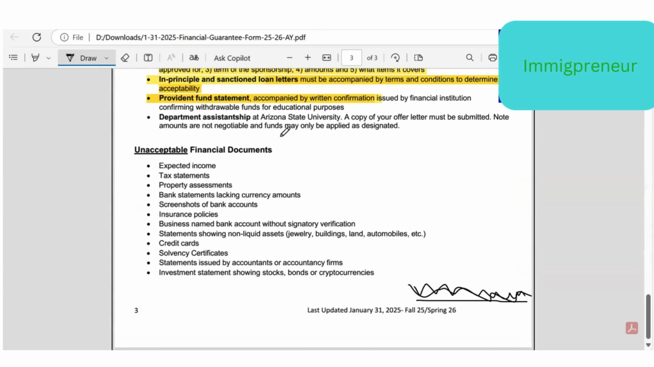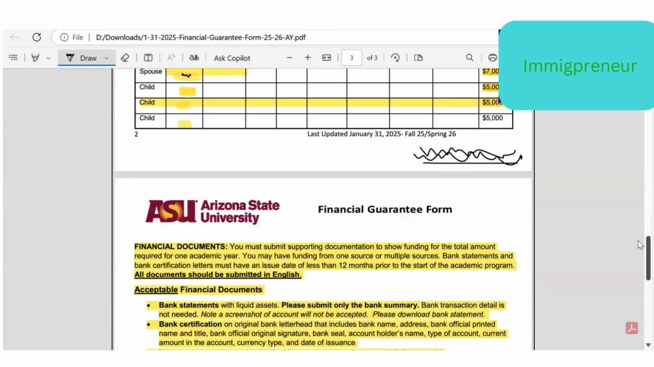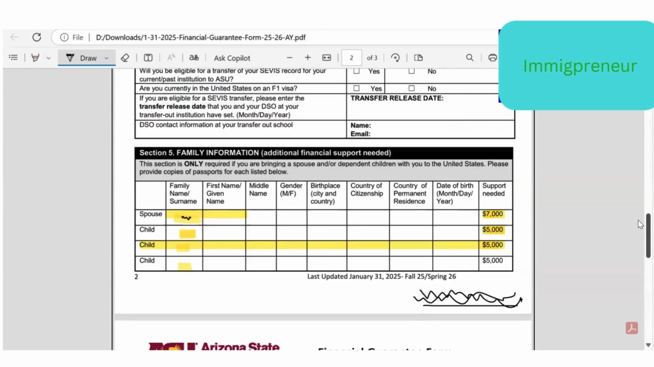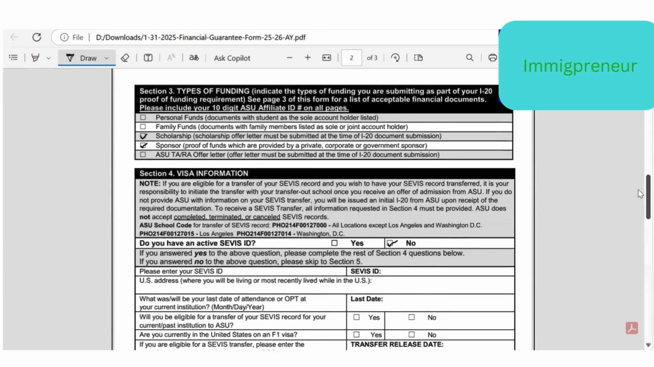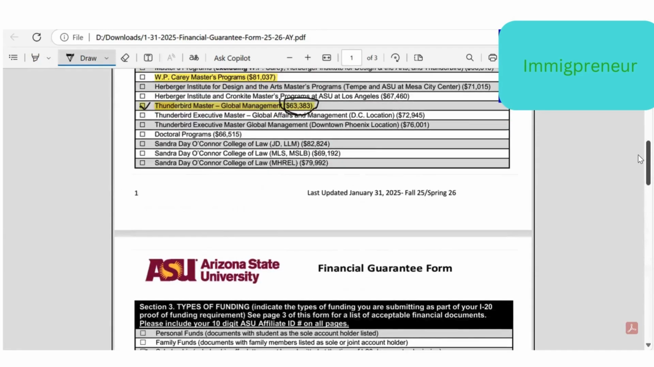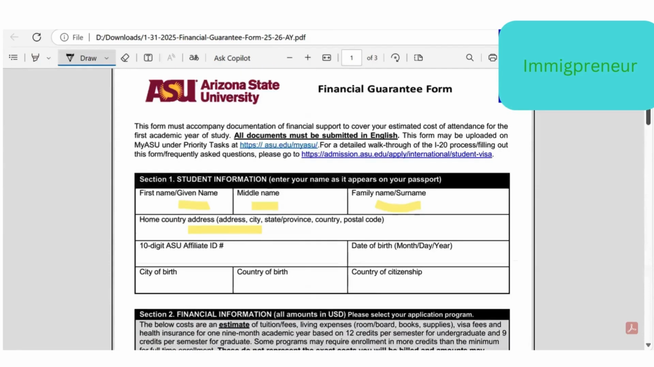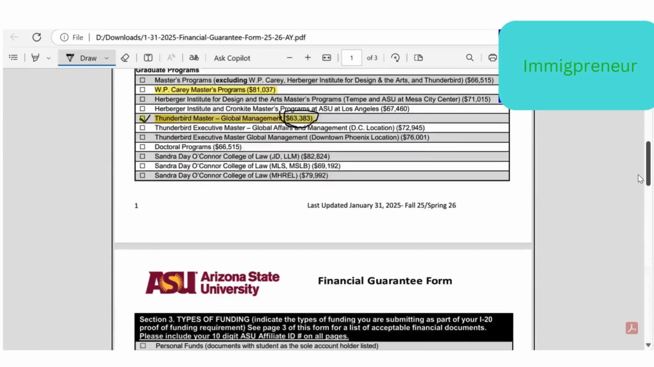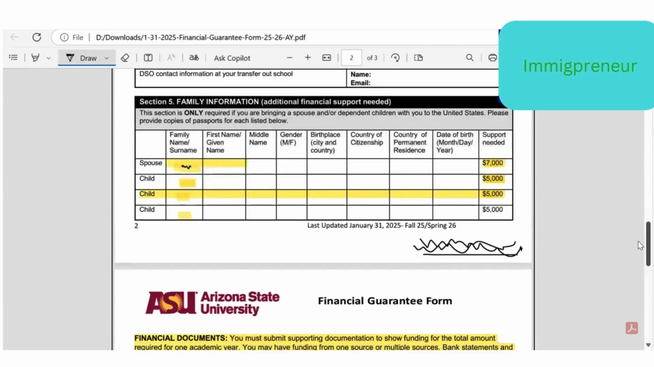This form, you can fill it electronically, but you have to print it and sign it with your handwriting with black ink on this part. And then you scan it, or you take a picture, and then you have to upload it. So that's how you fill in this I-20 financial guarantee form.